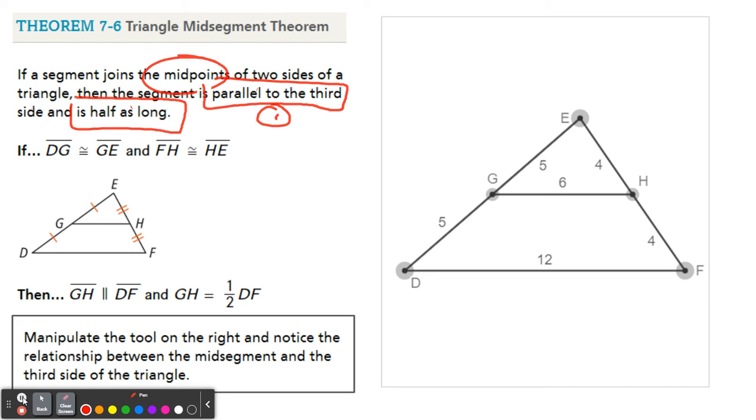And it's half as long as the third side, idea number two. So in this picture here, you see that G and H are marked as midpoints because you see the congruence markings, right? So we know that G and H are midpoints. So because of that, we know that GH is parallel to DF. And we know that GH is half of DF. So if DF were to be 2x, GH would be just x, right?